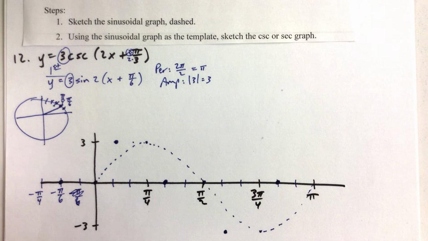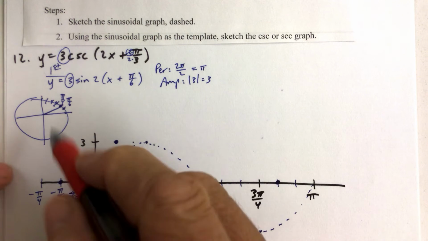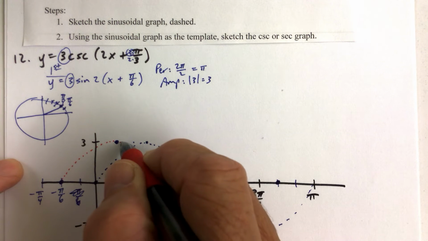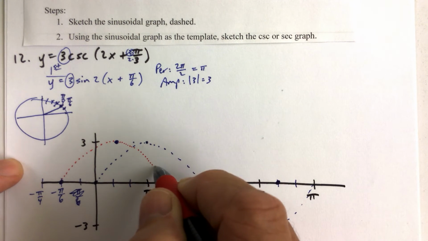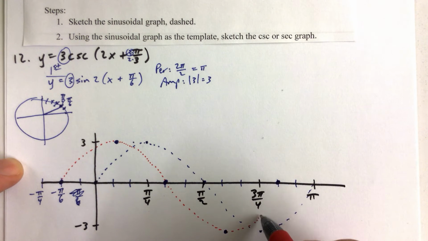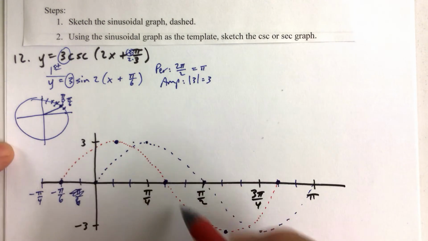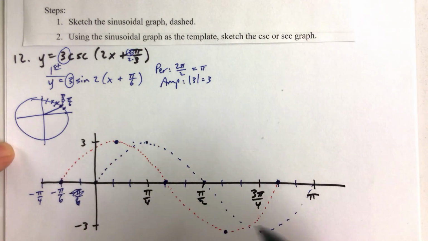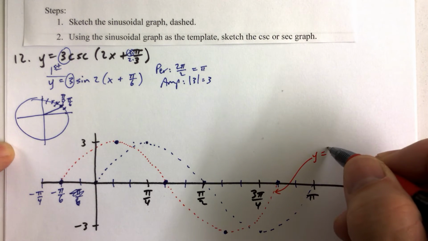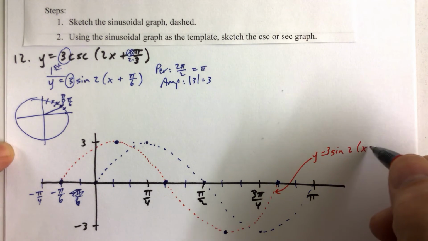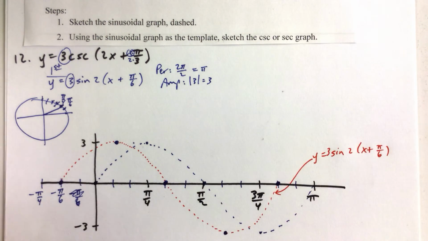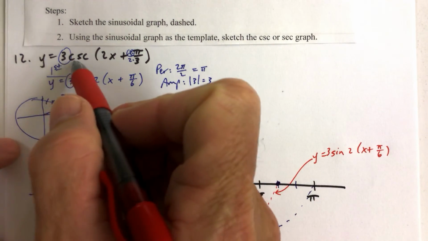So now we have, let's do this one in red. Now we have the graph of y equals 3 times the sine of 2 times the quantity x plus pi over 6. So it comes down like this, and it goes up to that point right there. So the red dotted curve is the graph of y equals 3 times the sine of 2 times x plus pi over 6. Now that we have that graph, we can move to graphing the 3 times the cosecant.